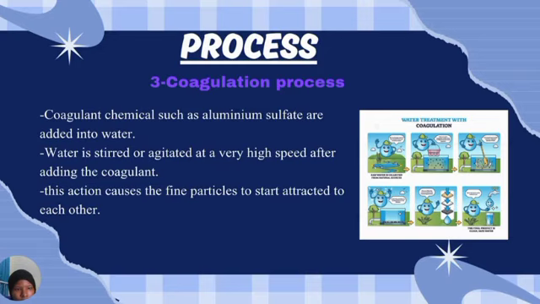So, for process 3, the coagulation process. Coagulation chemicals such as aluminium sulfate are added into the water. Water is stirred or agitated at very high speed after adding the coagulant. This action causes the fine particles to start attracting each other.